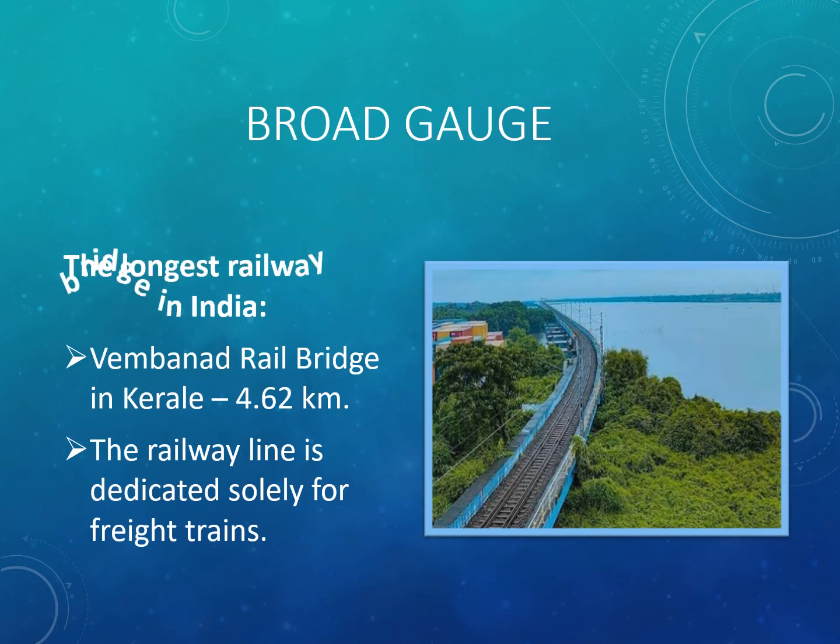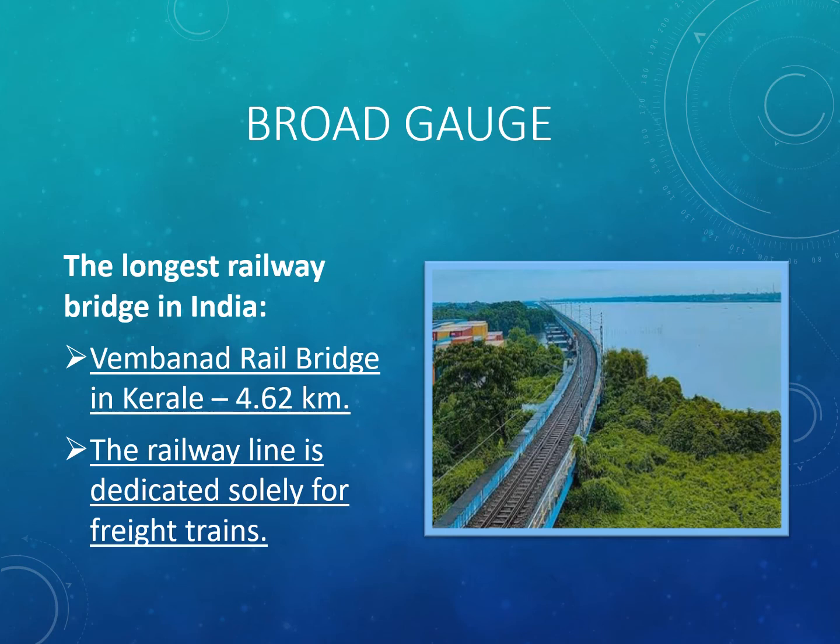The longest railway bridge in India. Look at this picture. Have you seen this bridge? It is Vembanad Rail Bridge in Kerala. Vembanad Rail Bridge is a rail bridge connecting Idapalli and Valappadam in Kochi, Kerala. With a total length of 4,620 meters, it is the longest railway bridge in India. The railway line is dedicated solely for freight trains.